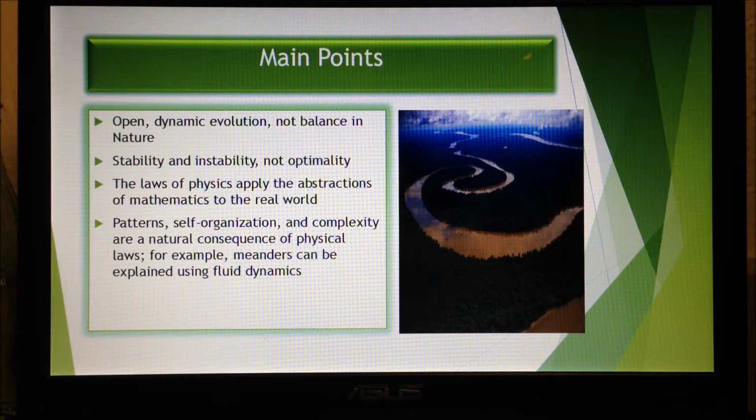Alright, so the main talking points of the lecture were that nature is constantly evolving and it hardly ever stays in balance. Nature tends to go for stability and instability, which is basically entropy, and not optimality or efficiency. The laws of physics apply the abstractions of mathematics to the real world. Finally, patterns are the natural consequence of these laws. For example, meanders can be explained using fluid dynamics, and this is pictured on the right. And I found the second point to be particularly interesting because it explains why the river is not just a straight line.